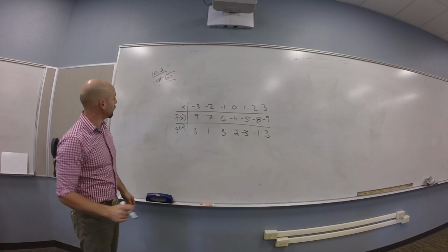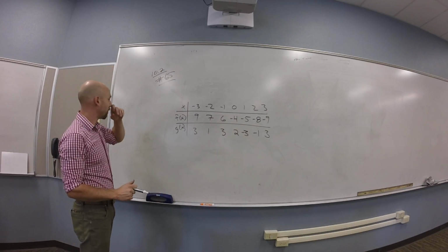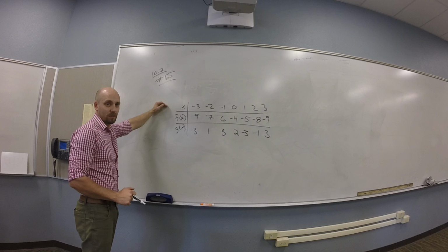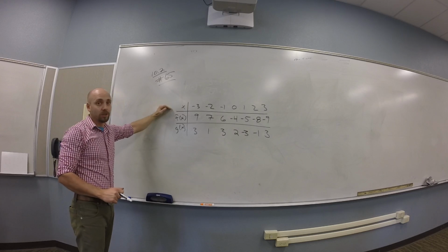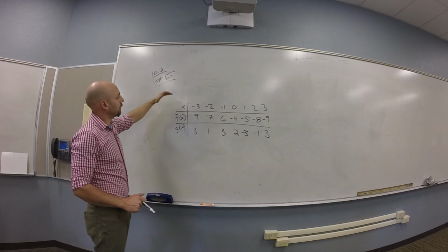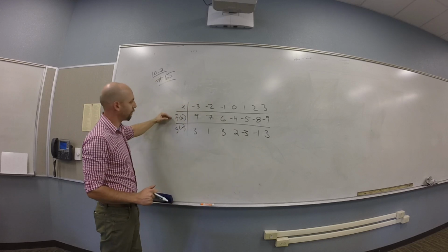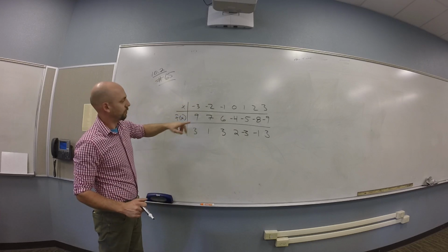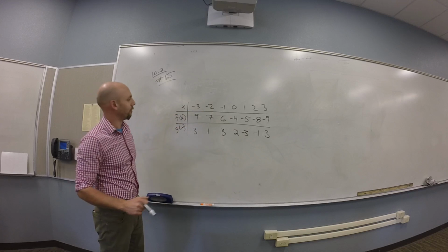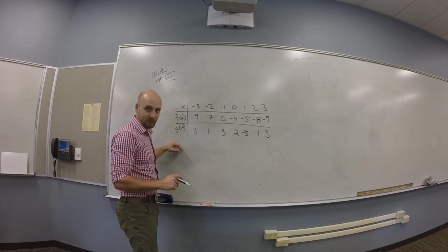Okay, so in number 65 in 10.2, I have this funny table that tells me about two functions. My table has the x's range from -3 to 3, and then f is 9, 7, 6. Why am I reading this? Look in the book. There's a table in the book.